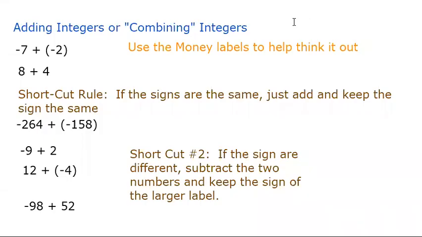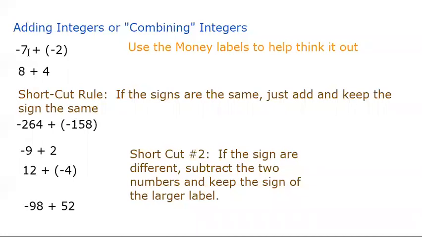As we move into adding integers, think of adding integers like combining integers. Again, the addition symbol is the plus sign. So when I see a -7 plus a -2, we can also think of this as -7 combined with a -2. And remember, once you get into integers, it's a good idea to use money labels to help you think it out. Negative numbers was money that you owe, and positive numbers was money that you have.